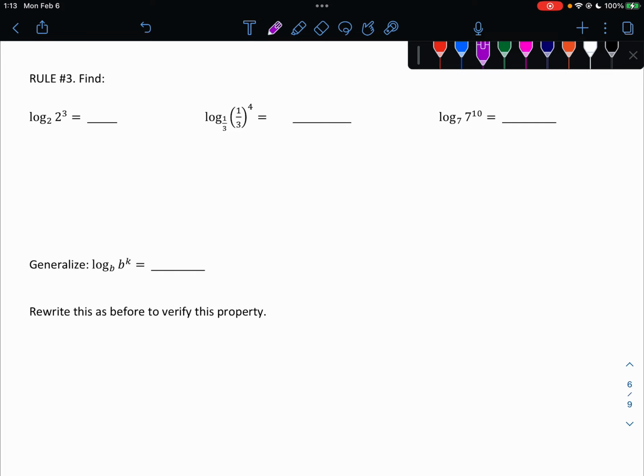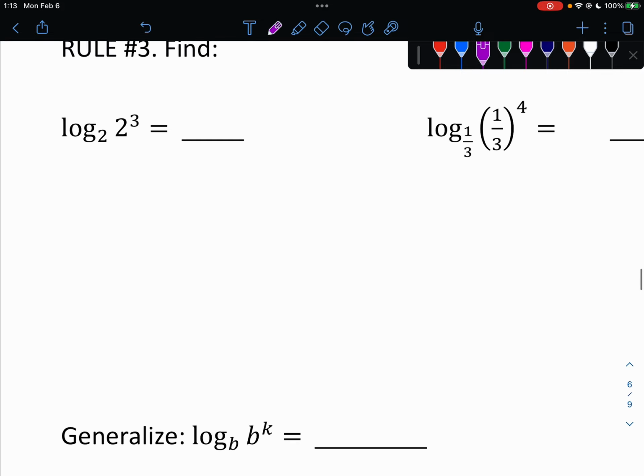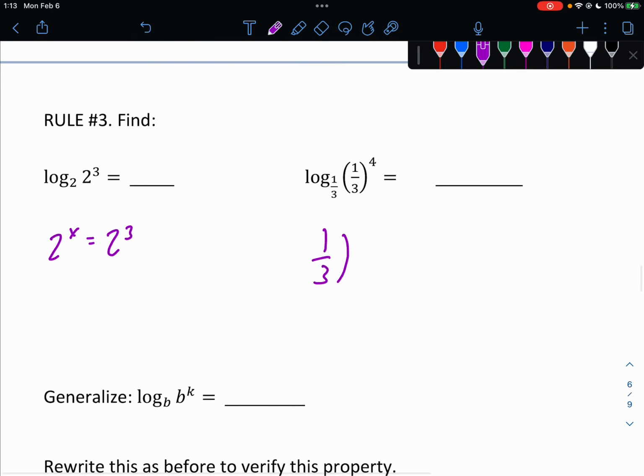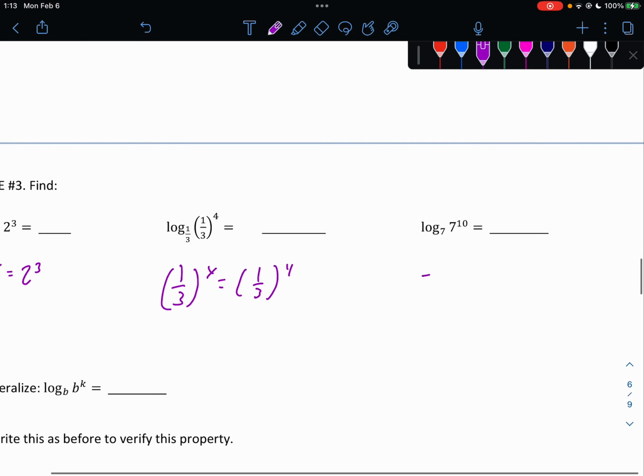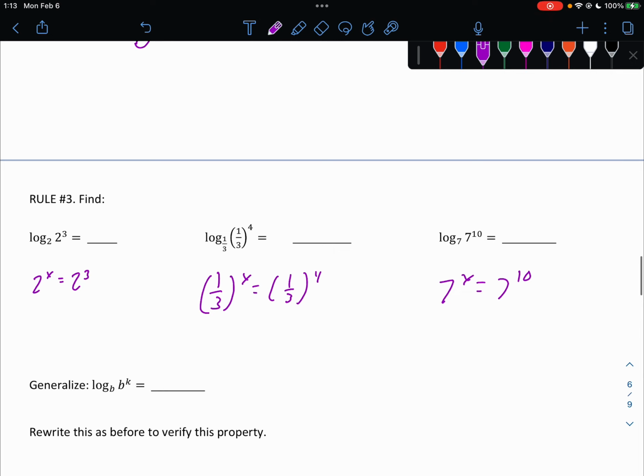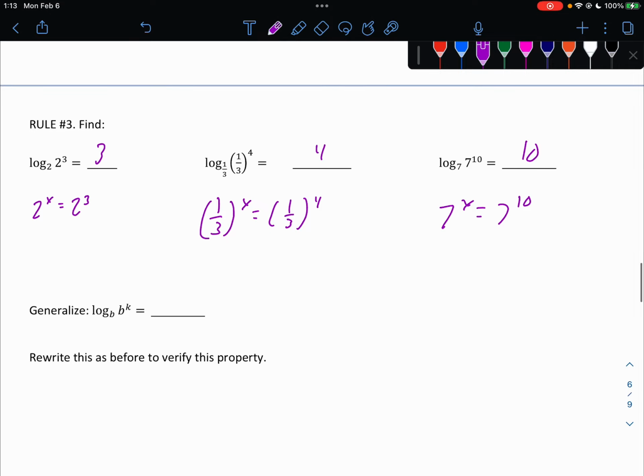Third logarithmic rule. So this would be 2 to the x equals 2 to the third. 1/3 to the x equals 1/3 to the fourth. 7 to the x equals 7 to the 10th. So our first answer is 3, second answer is 4, third answer is 10. So log base b of b to the k is just going to be k. So rewrite this, b to the k equals b to the k. Makes sense. b to the k equals itself.